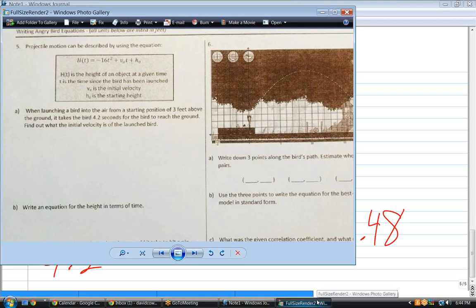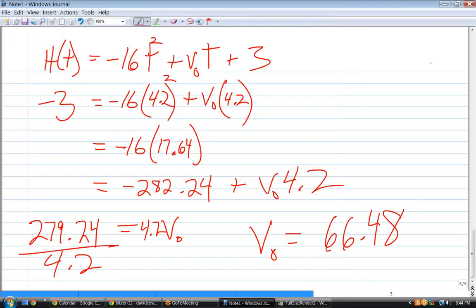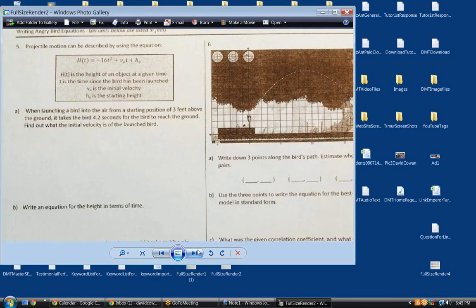And that is in feet per second. Feet per second, I imagine. Doesn't tell you what the things are on that. So that's the initial velocity of the bird, 66.48. Right.